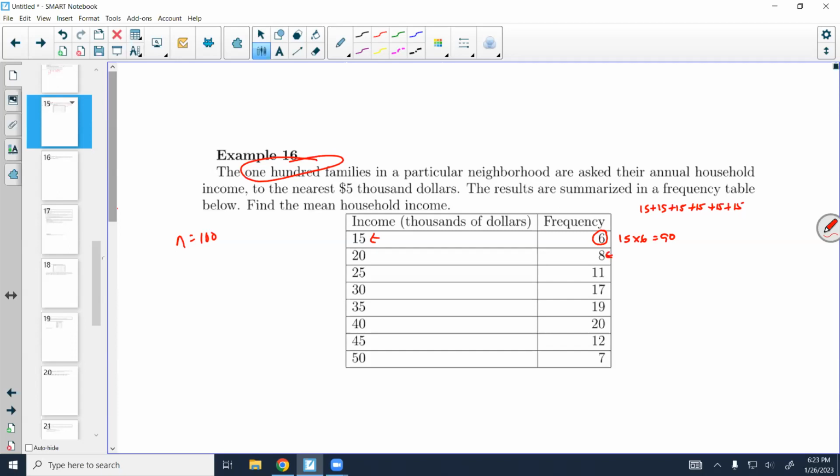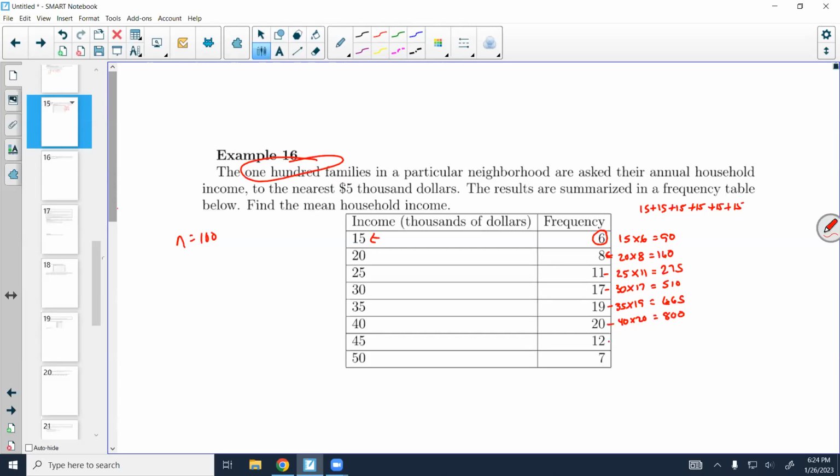And then this is 20 times 8. And this is 25 times 11, 275. 30 times 17, 510. 35 times 19. Is that 700 minus 35 or 665? Here we have 40 times 20.